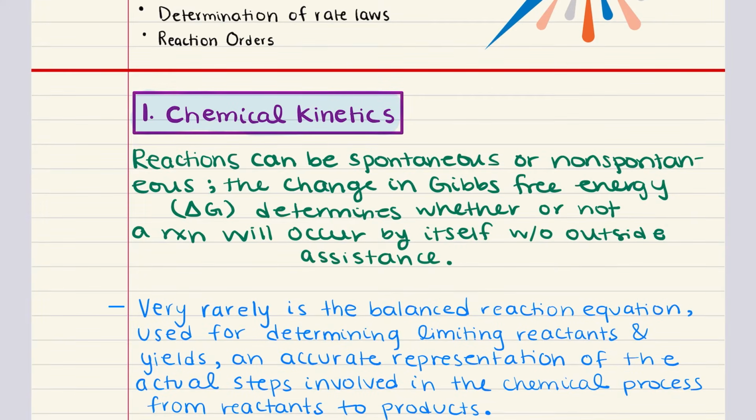Now, chemical kinetics, this is the branch of chemistry that is concerned with understanding the rates of chemical reactions. It involves understanding the mechanisms by which reactions occur, the factors that influence these rates, the energy transferred during reactions, and how different variables contribute to the rate of a reaction.